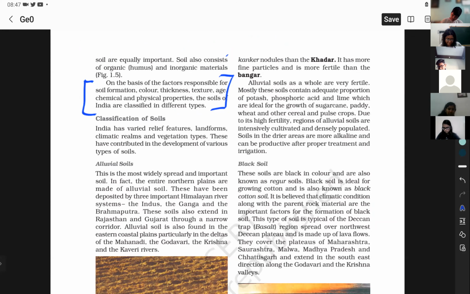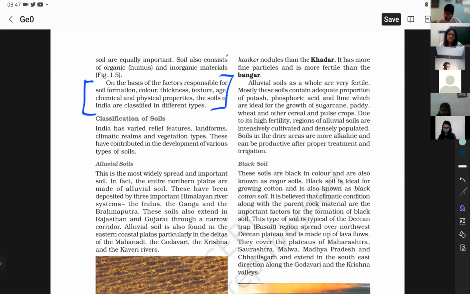Let's go. Classification of soils. India has varied relief features, landforms, climatic reliefs, and vegetation types. These have contributed to the development of various types of soils. Okay.